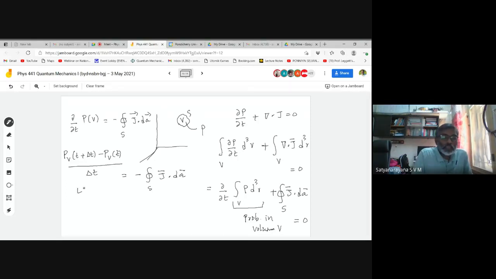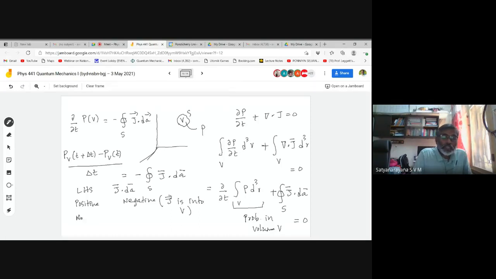So if the left hand side is positive, that means j dot dA has to be negative, because already there is a negative sign outside. Now j dot dA is negative means what? So j is into the volume V. That means the probability actually comes from outside to inside. So it is like flowing from outside to inside.